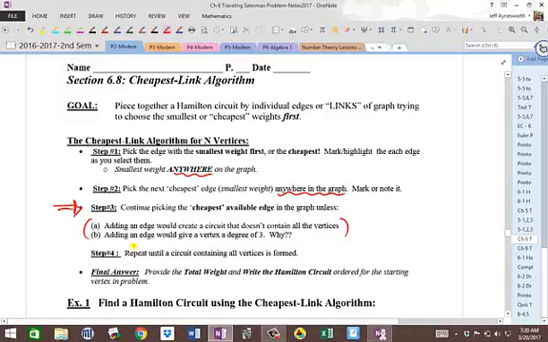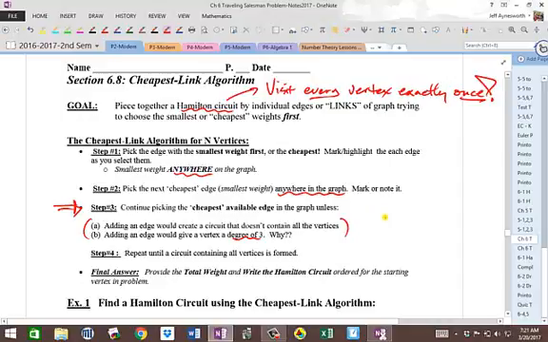Secondly, if adding an edge would give a vertex of degree 3, that's also a no-no. You have to think about that when you find a Hamilton circuit. You have to be thinking of the degree of each vertex, because a Hamilton circuit, let's make a little note here, must visit every vertex exactly once, which has a big implication here.